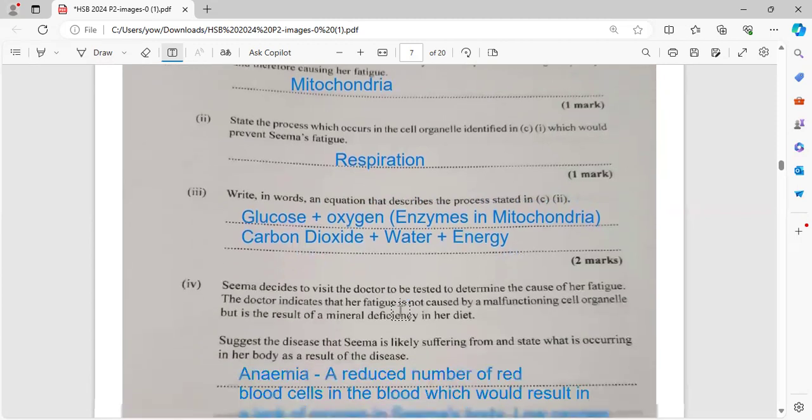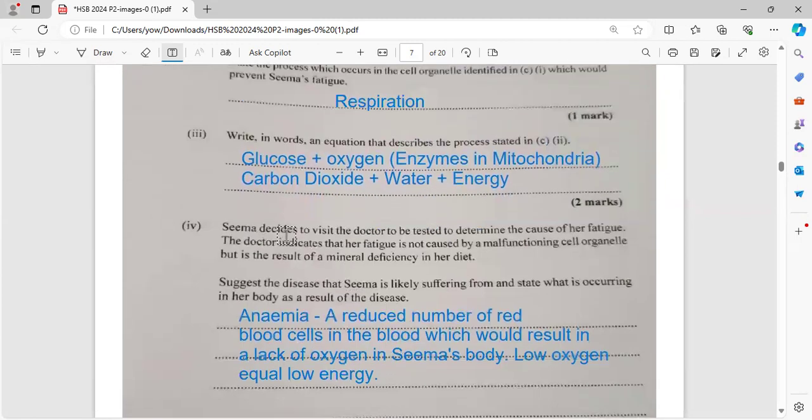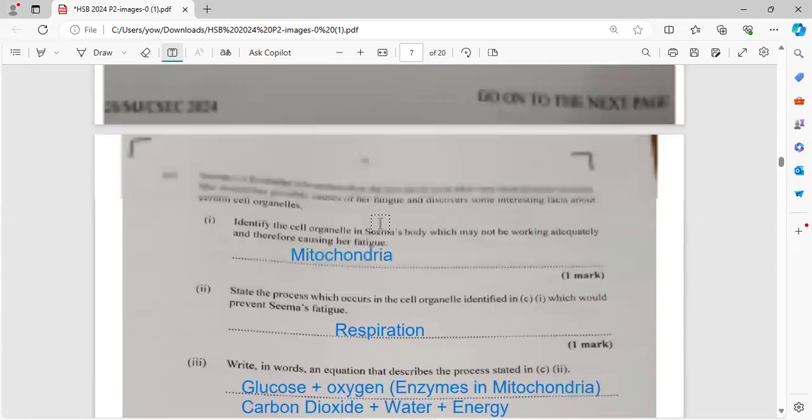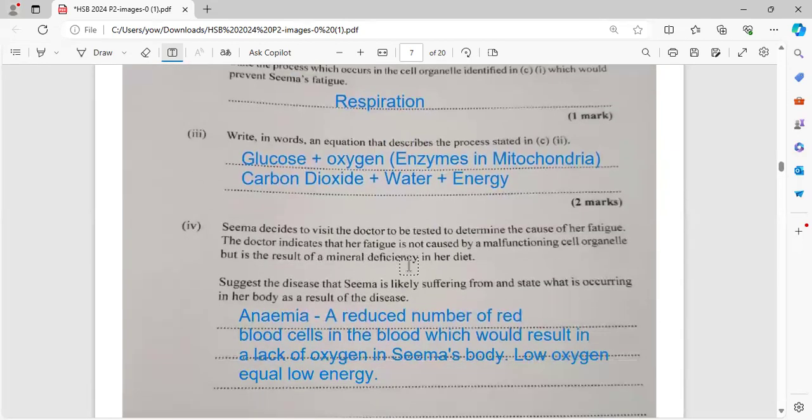All right. Next question. Seema decides to visit the doctor to be tested to determine the cause of her fatigue. The doctor indicates that her fatigue is not caused by a malfunction in a cell organelle, but is the result of a mineral deficiency in her diet, right? Suggest the disease that Seema is likely suffering from and state what is occurring in her body as a result of the disease, right? So it's not a cell organelle malfunctioning. So it's not the mitochondria. It's actually a mineral deficiency.